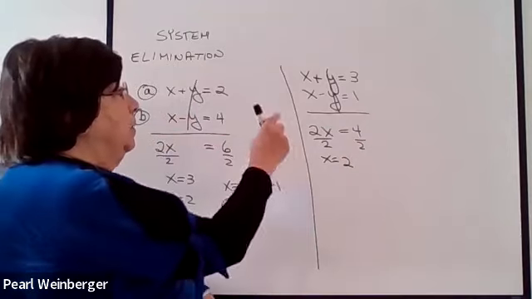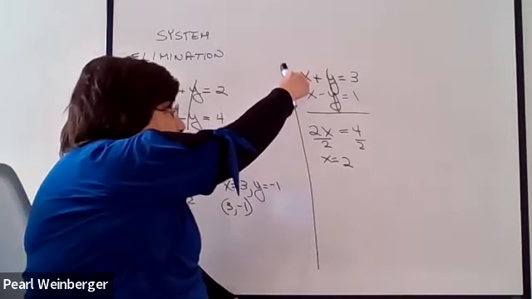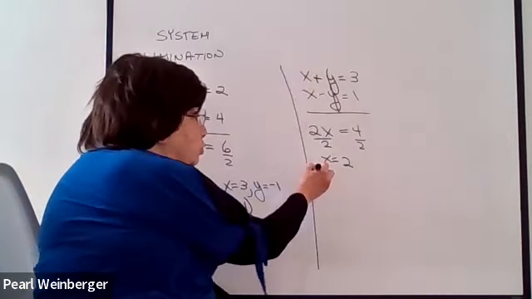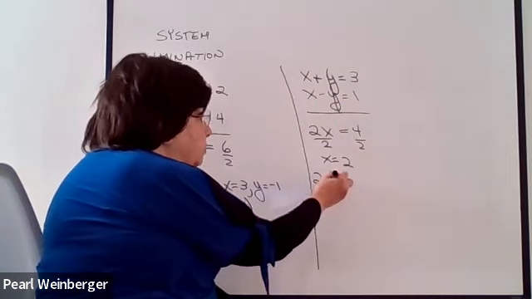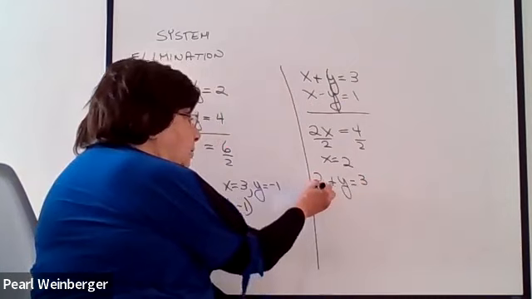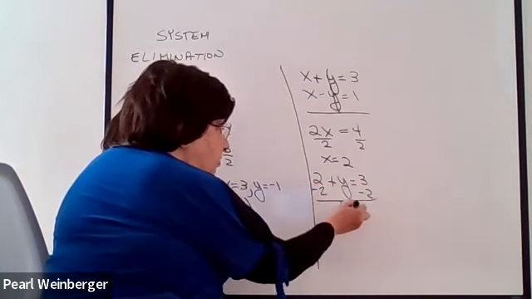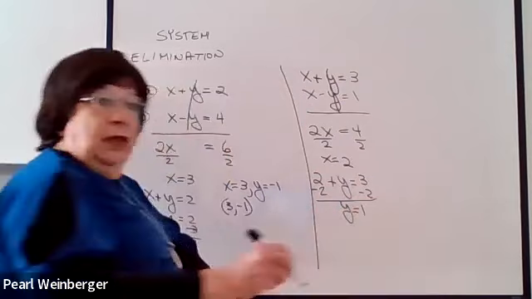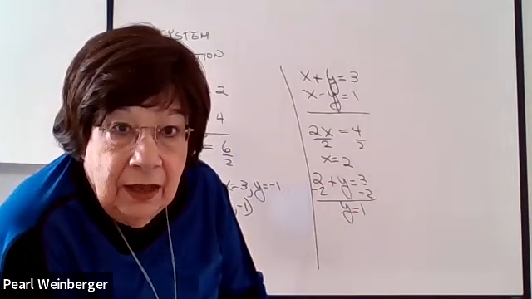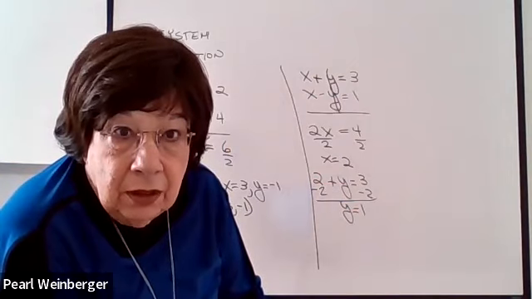And then I could go back to one of the original equations, it doesn't matter which one I use, but I always tend to use the first one, and replace the x with 2. So I have 2 plus y equals 3. And I'm going to subtract 2 from both sides to get the y alone. That gives me y equals 1. And yes, Kazandu, you were totally right. You got x equals 2 and y equals 1.